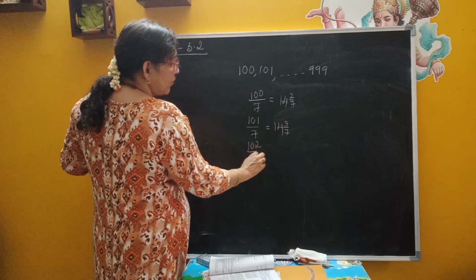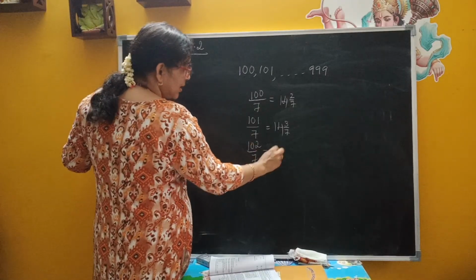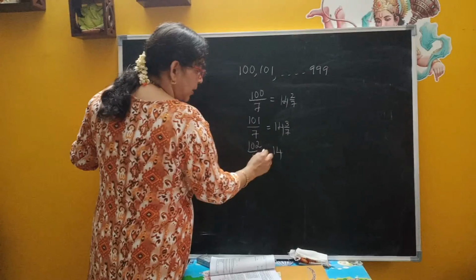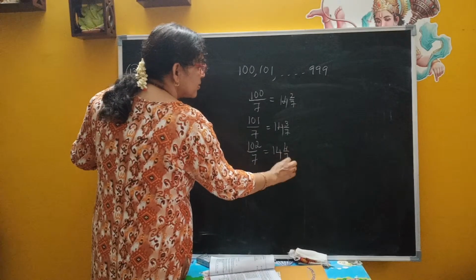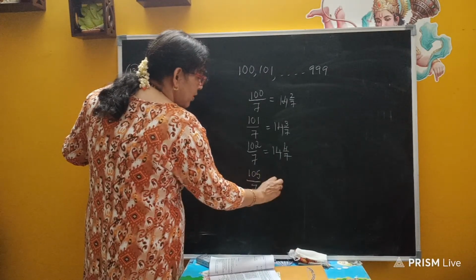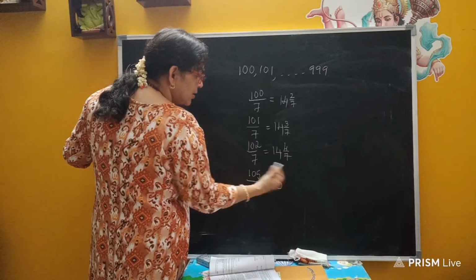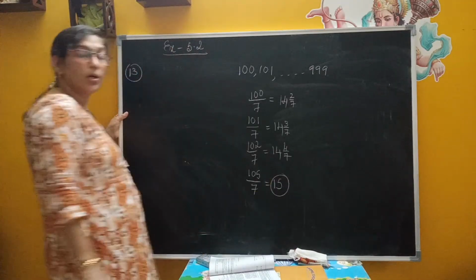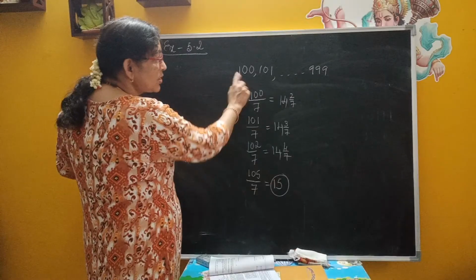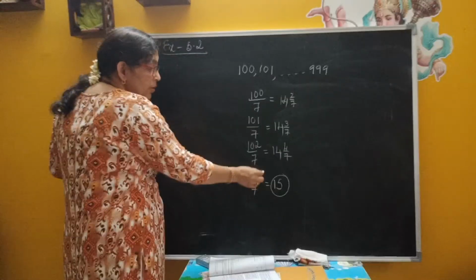102 by 7. How much do we get? 7 14s are 98. What remains? 4. 98 plus 4 is 102. So 4 by 7. Now take 105 by 7. 7 ones are 7. Here 35 remains. So 7 5s are 35. We got a whole number. So which is the first 3-digit number which is divisible by 7, or a multiple of 7? That is nothing but 105.